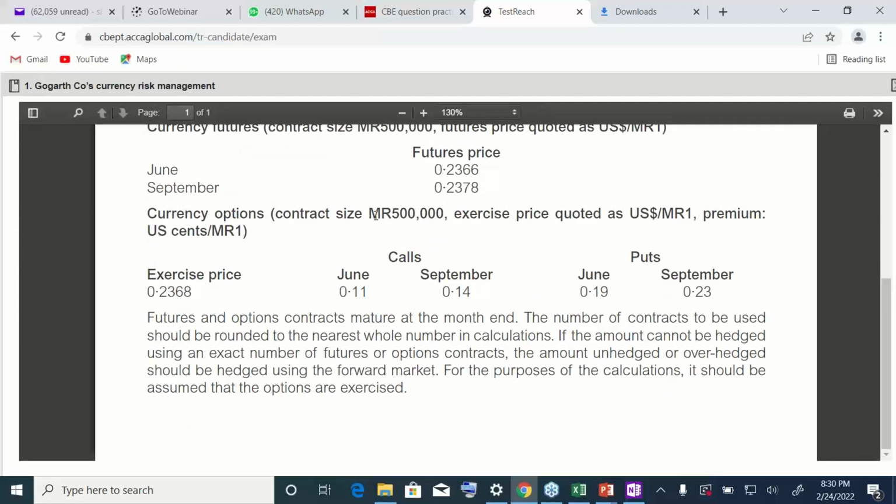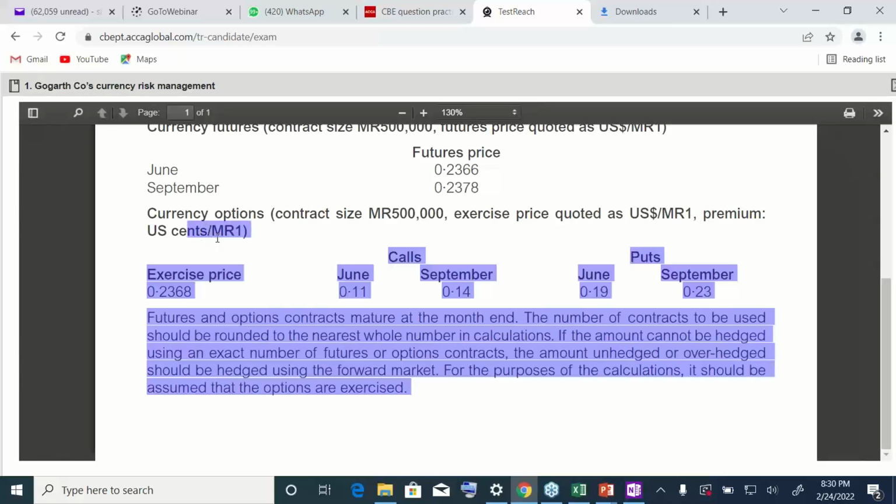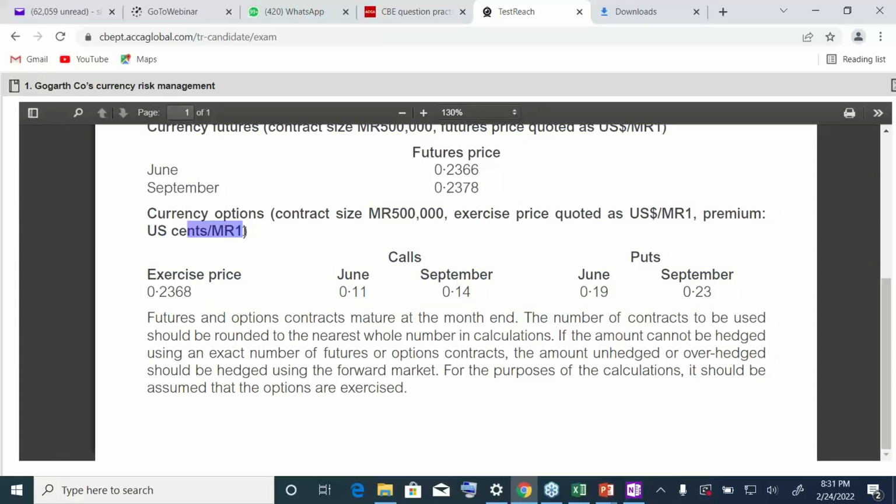Currency option contract size is given as 500,000 MR. Quoted price is dollar over MR, and premium is given in cents over MR. Cents over MR means you have to divide by 100. Exercise price is given. Call and put options are given. Future and option contracts mature at the month end. The number of contracts to be used should be rounded to the nearest whole number in the calculation.